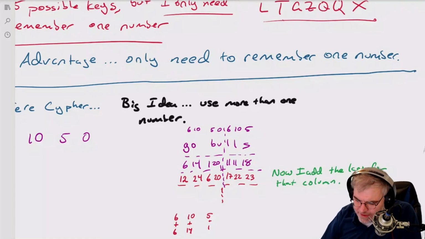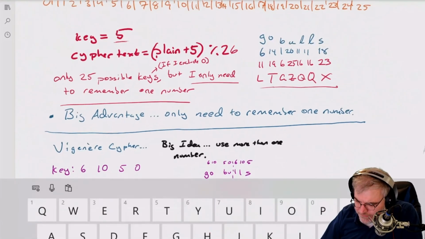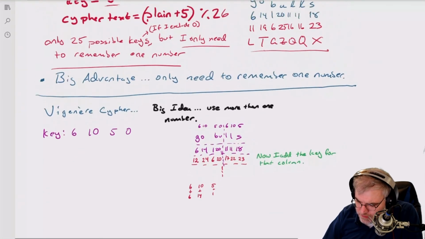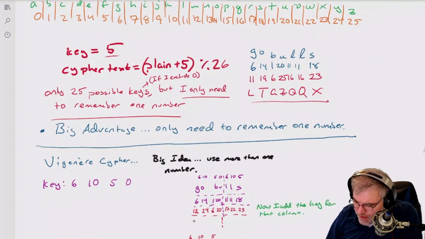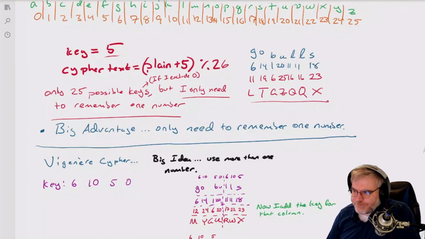Now I go back to my list of things. Okay, so I've got 12 here. 12 in crypt text is M. 24 becomes Y. 6 becomes G. 20 is U again. 17 is R. 22 is W. And 23 is X. Now, notice something. So 1 to 5, how do we feel about what just happened for the encoding?